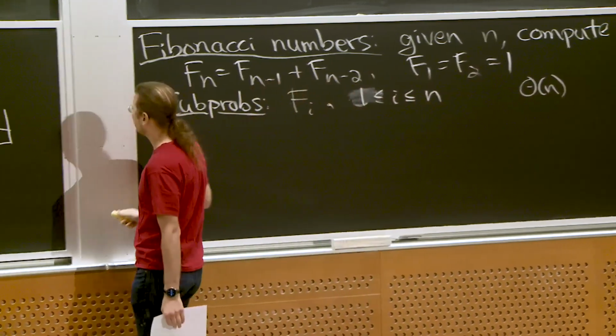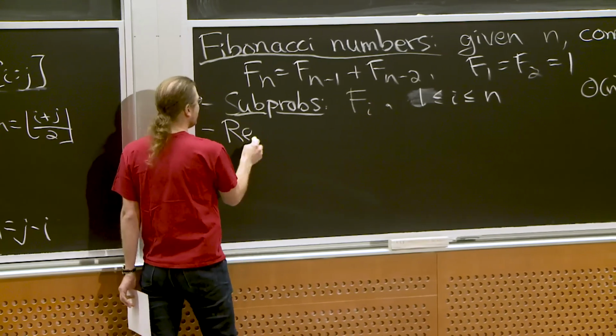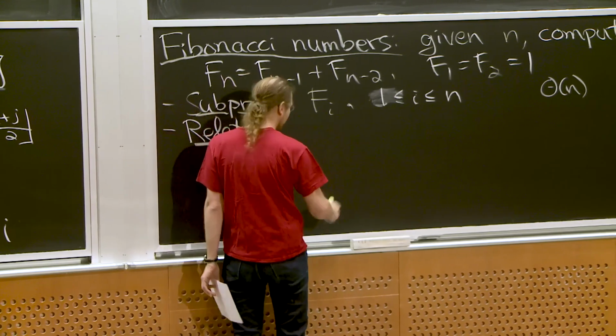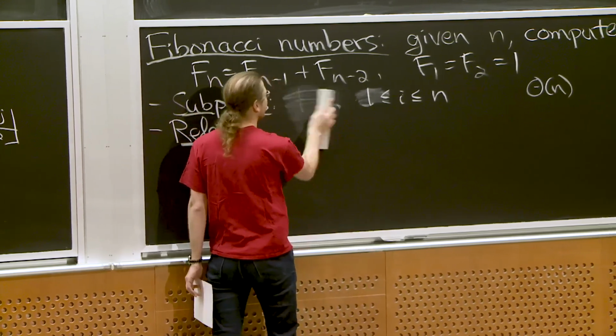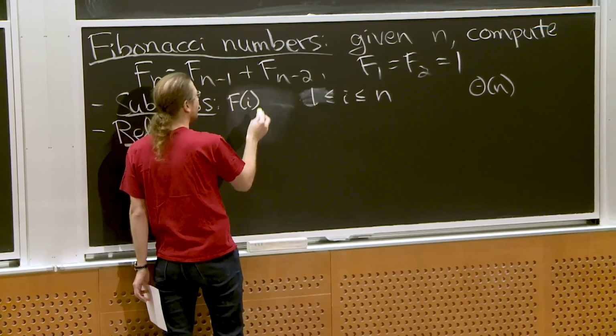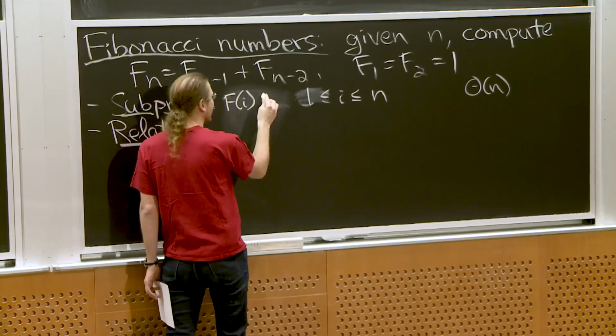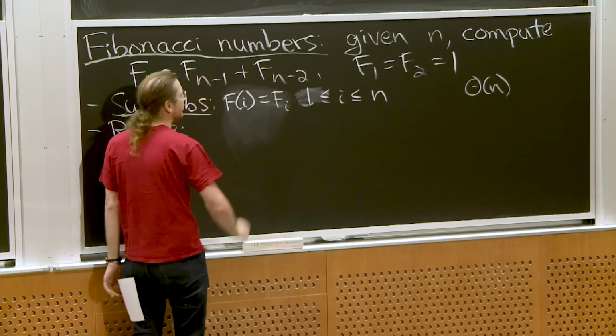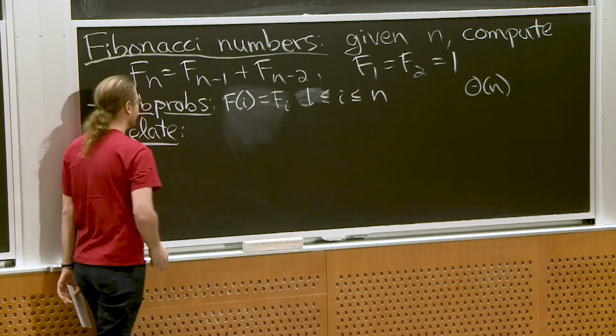Cool. Let's see. We want a relation between them. Maybe, just to distinguish the problems from the Fibonacci numbers, let me write f of I. This is a function, an algorithm we're going to define, and the goal we're trying to get is the ith Fibonacci number given I.